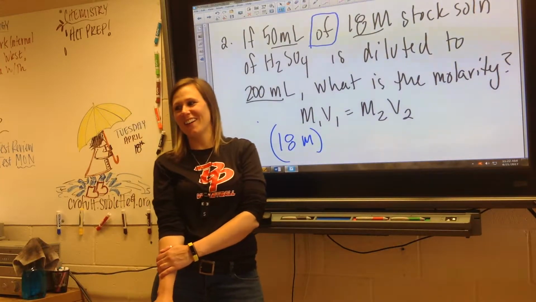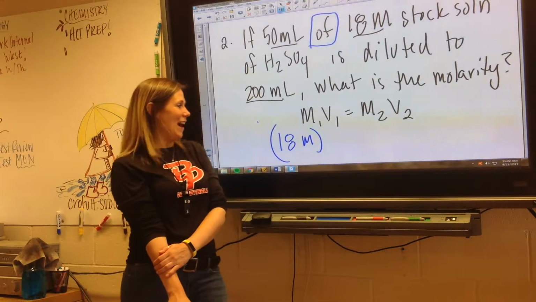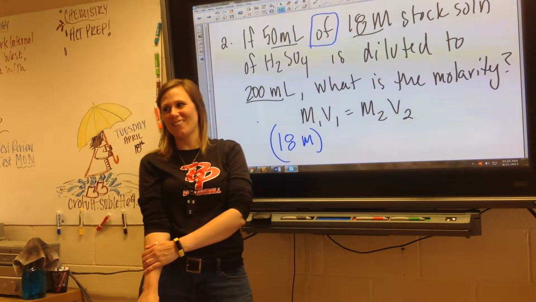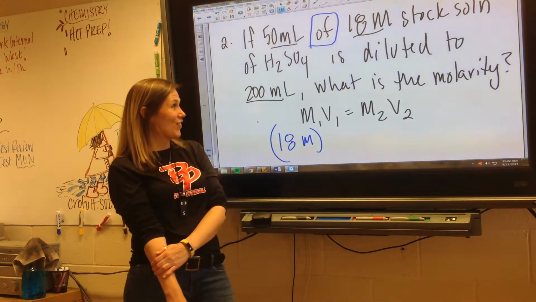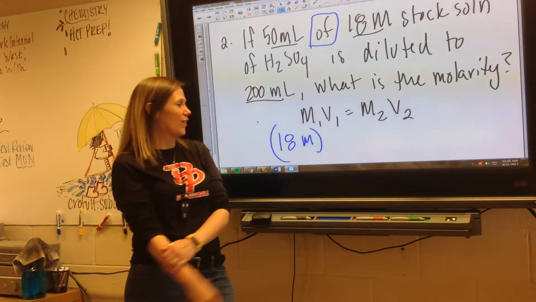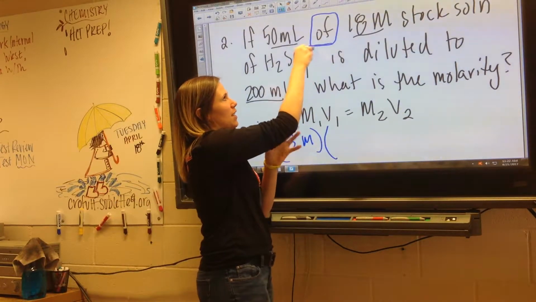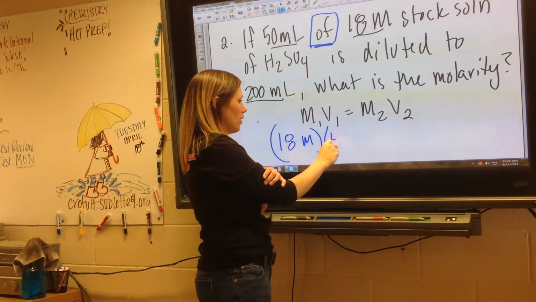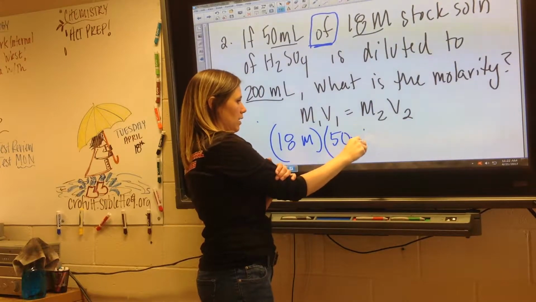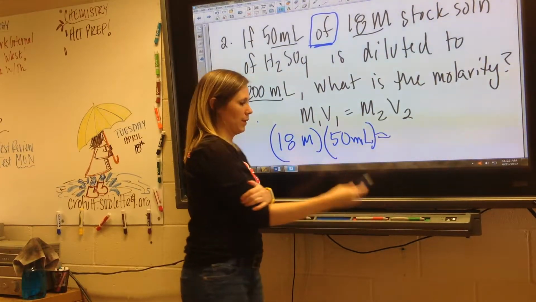Alright, now do you have it written down? About time. Alright, we've got M1 is 18 molar. Tyler, what's our V1? 50 milliliters. Again, you guys can see those tied together with the word of.